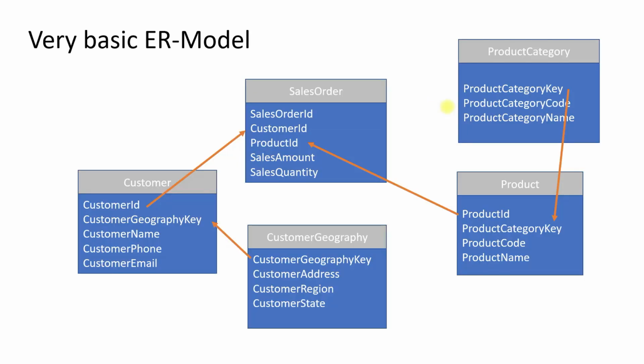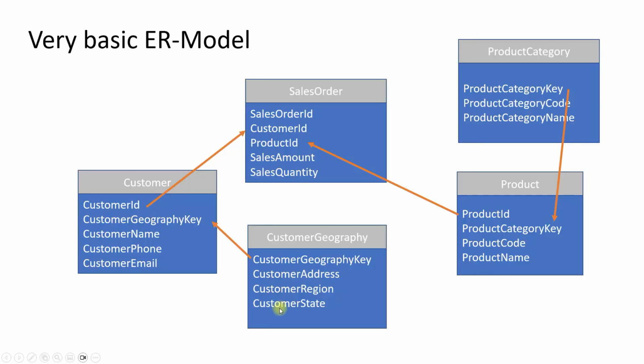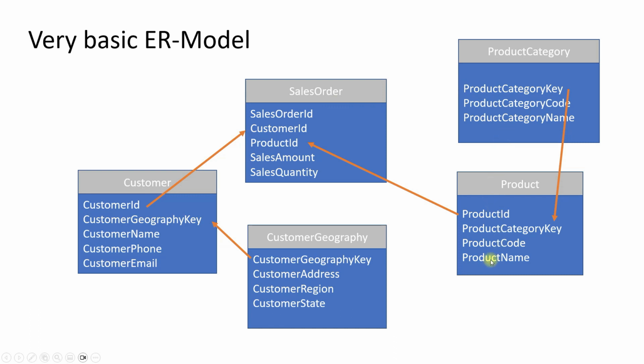If we go back here, in the sales order table we have the sales amount and the sales quantity, but if we wanted the customer state and the customer name, the customer state is in the customer geography table and the customer name is in the customer table, whereas the product name is stored in the product table. So if we only queried one table like we've done up until now, the sales order table, we could only get the customer ID. But if we wanted to get the customer name, we would have to perform a join between the sales order table and the customer table.